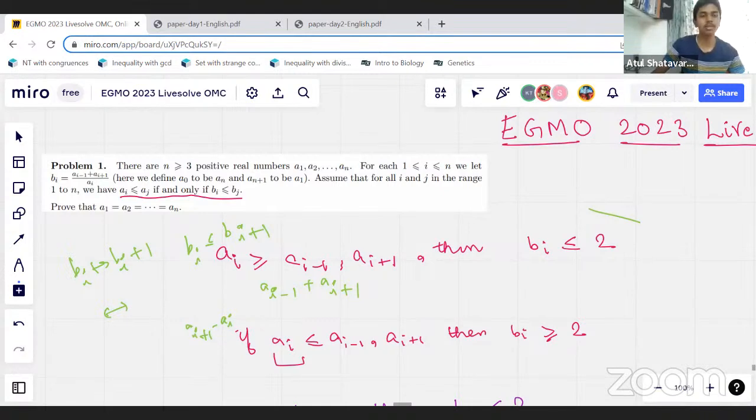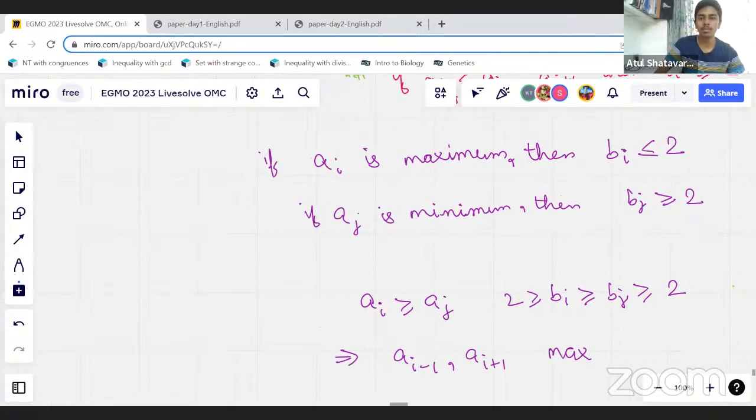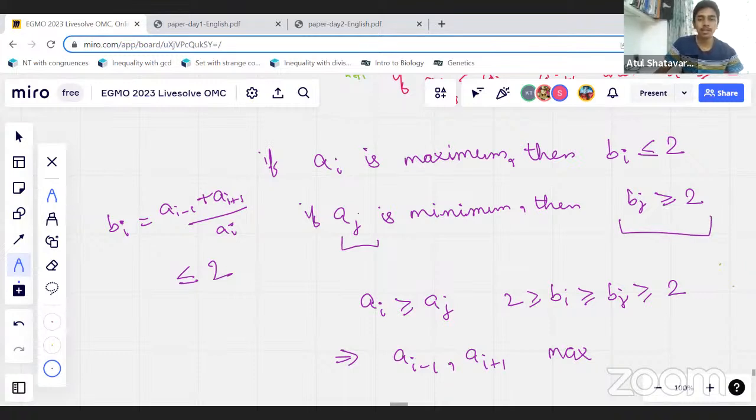Okay, that's nice. For anyone watching, we can just repeat the solution. So we look at the maximum value of AI, and let's say that's for some AI. Then we know that BI, which equals AI minus 1 plus AI plus 1 over AI, since both AI minus 1 and AI plus 1 are at most AI, is at most 2. And we repeat the same thing when AJ is minimum, we get that BJ is at least 2. But because AI is at least AJ, maximum and minimum, this implies that BI is at least BJ. But one of them is at most 2 and one of them is at least 2. So in fact BI must equal 2.